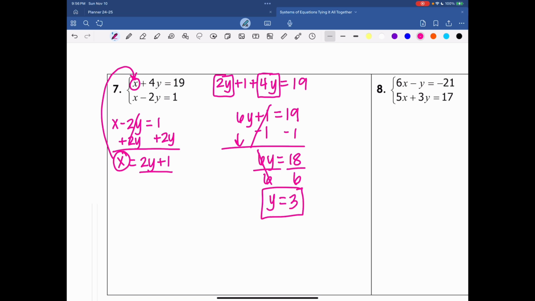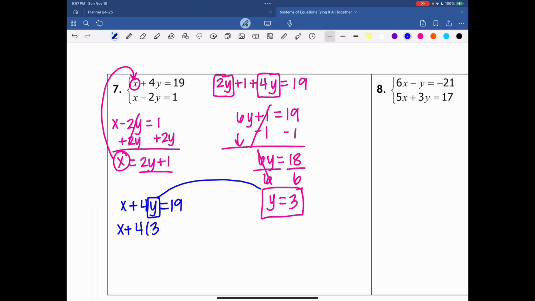Now, I have one part of the coordinate. I have the y value. I now need to find the x value. So I need to come back over to my two original equations, and decide which equation I want to substitute the value of y into to find the value of x. In this case, I'm going to use the first equation, x plus 4y equals 19. And remember, I know the value of y is equal to 3. So anytime I see a y value, I'm going to substitute it in with 3.